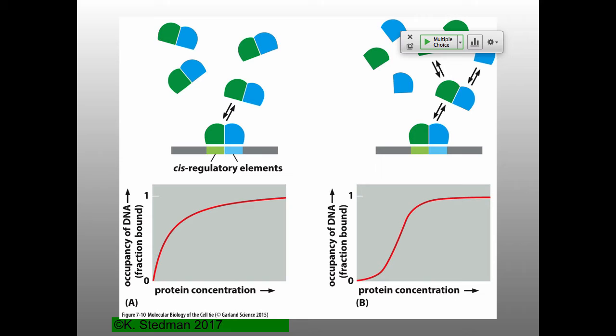The one on the right, is that the cooperative binding, or are they both different types? Like, the graph to the right is the cooperative binding. Okay, from this point of view, yes.